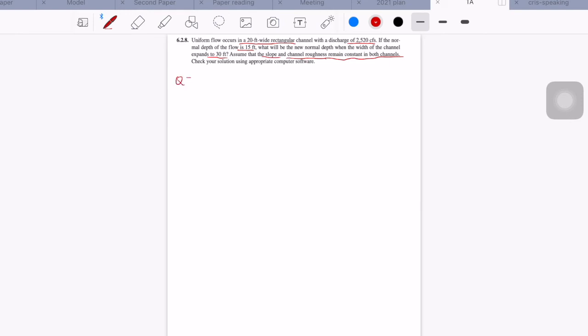So Q equals 1.49 over n times A times RH to the power of 2 over 3 times S to the power of 1 over 2. And since RH equals A over P, we can get that Q equals 1.49 over n times A to the power of 5 over 3 times P to the power of negative 2 over 3 times S to the power of 1 over 2.